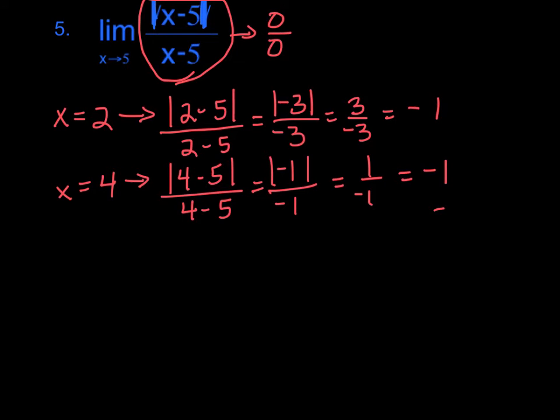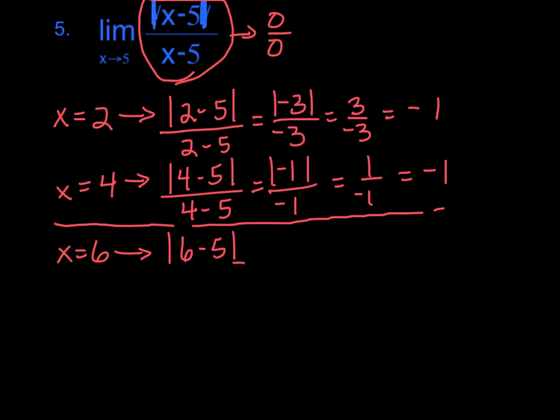Now, likewise, what I'm going to do is plug in something bigger than 5. Let's say 6. If I plug in 6 here, I'm going to get 6 minus 5 in absolute value over 6 minus 5, which is 1 over 1, which is 1. If you plugged in 7, 8, or 9 into the original expression, you'll get the same thing. You'll get a positive 1 each time.